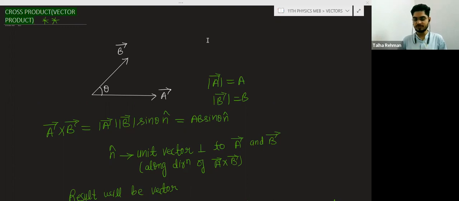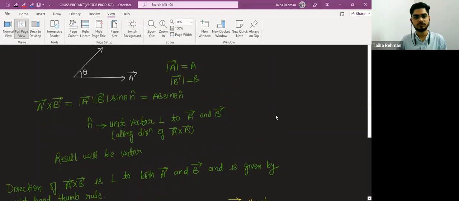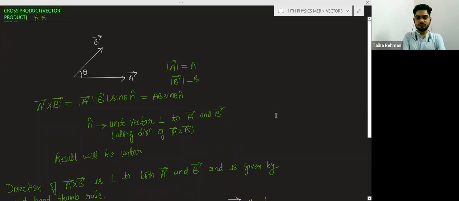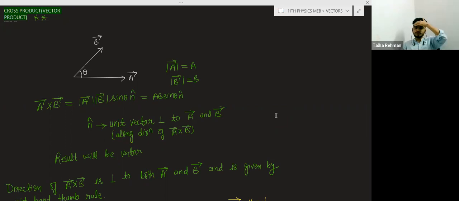In the next class we will discuss this. You will have some quantities like angular momentum, torque, and angular velocity. Those are rotational quantities, so there is a requirement of the cross product. You will study angular momentum in the chapter on rotational motion. In circular motion you will have angular velocity, and torque will again be in rotational motion.